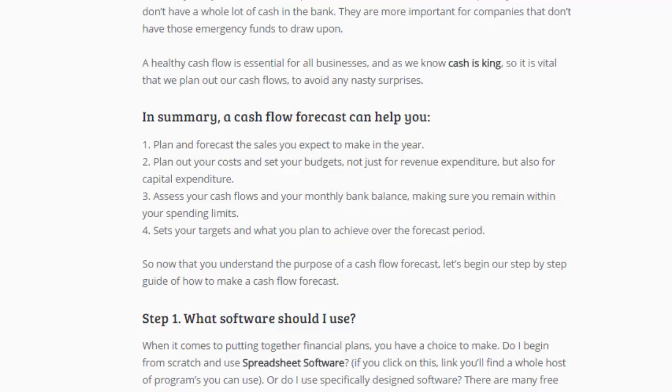So in summary, a cash flow forecast can help you to plan and forecast the sales you expect to make in the next 12 months. And that is probably one of the hardest parts of a cash flow, because to a certain degree it's quite easy to identify your costs because, for example, your rent is fixed until you move premises and so on. But trying to predict how many sales you're going to make and what that translates into cash, that's the difficult part. But that's one of the elements of a cash flow forecast.